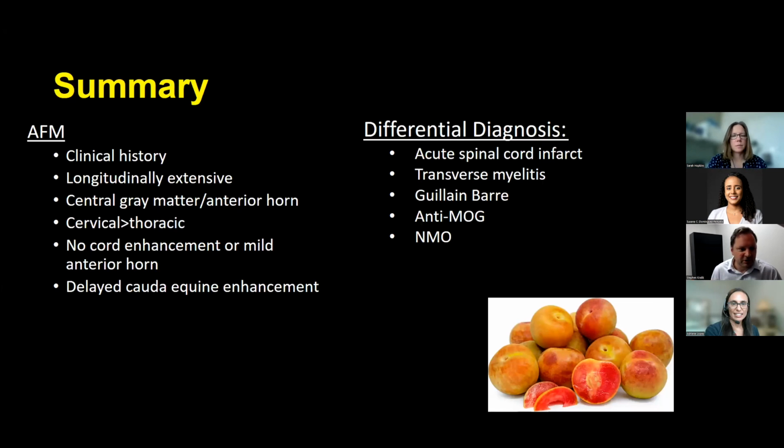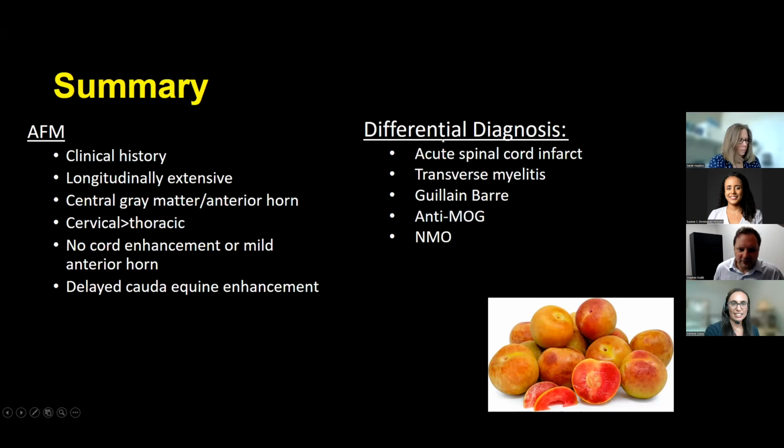So in my summary, AFM really uses that clinical history of acute flaccid weakness, longitudinally extensive cord signal abnormality, central gray matter or maybe just an anterior horn pattern, usually cervical more than thoracic, no cord enhancement or just maybe mild in the anterior horns. You can see that delayed cauda equina enhancement.